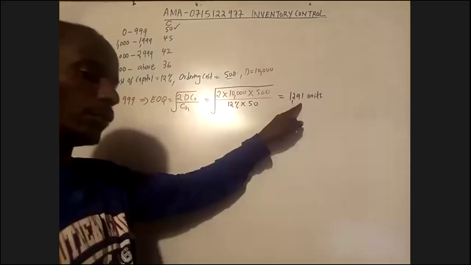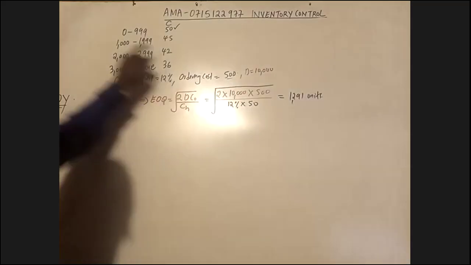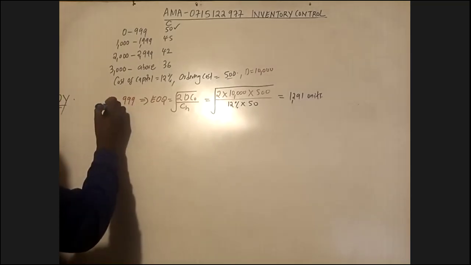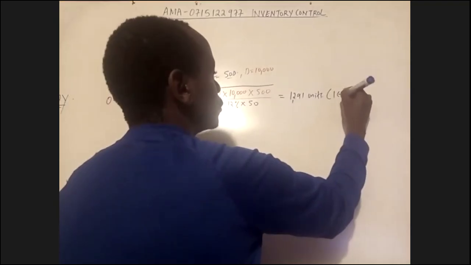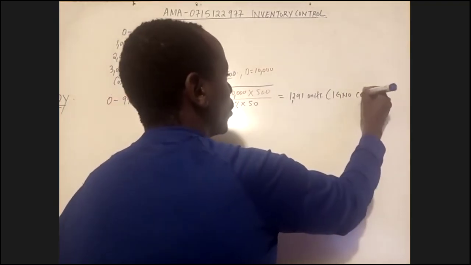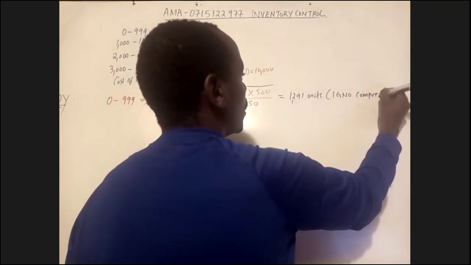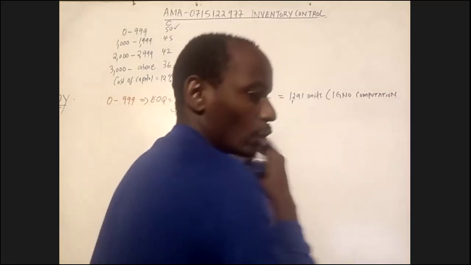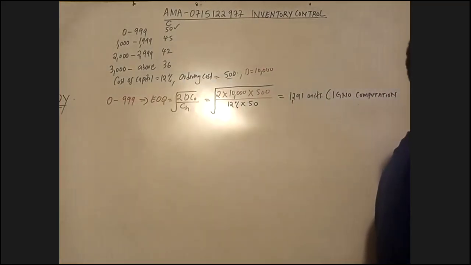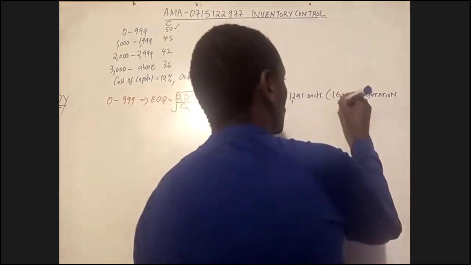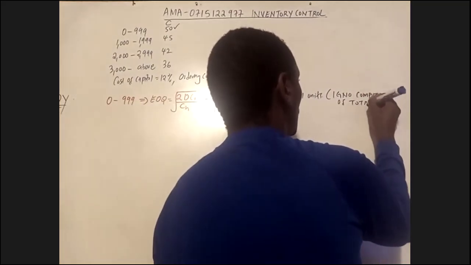Now what do we say? If the units are above our range, remember our range is between 0 to 999, if it's above, we ignore. So ignore computation of total cost.